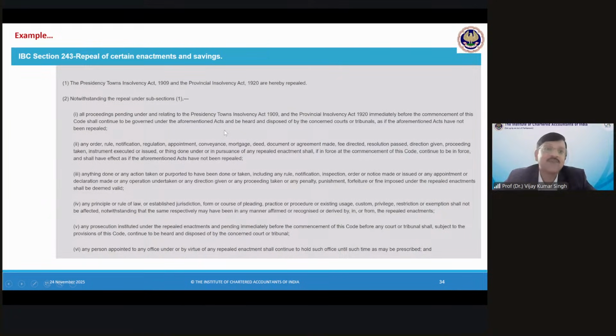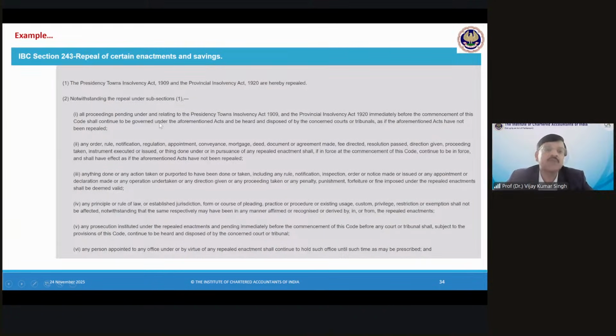But just have a look at it. So it says subclause 2, notwithstanding the repeal under subsection 1, it is talking about 6 clauses, right? So these 6 clauses are talking in terms of repeal. These are specific repeal provisions under IBC, and hence these provisions will always have precedence over the General Clauses Act. This is the basic rule which we have studied in the beginning.